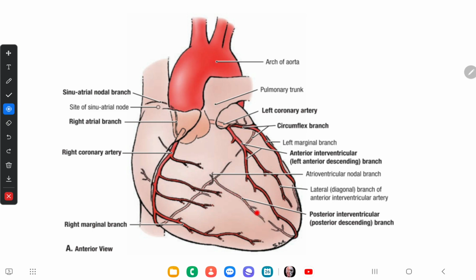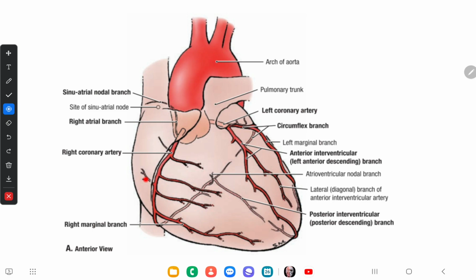This posterior interventricular branch supplies the posterior part of the ventricular septum, but not the apical part. It supplies only the posterior part of the ventricular septum. And this apex area is supplied by the anterior interventricular branch, which is a branch of the left coronary artery. There are also some atrial branches which arise from the right coronary artery, and they supply the right atrium as well as the left atrium, and mainly the SA node and AV node.